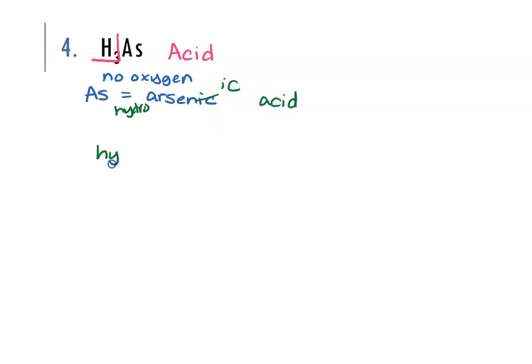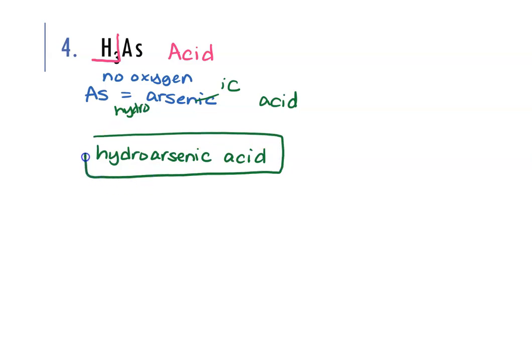So this is just going to be hydroarsenic acid. This is the only time when the ending doesn't change. It's the only element that ends in IC that is relevant to what we're doing. Again, this hydro is not for the hydrogen, it's because there are no oxygens here.